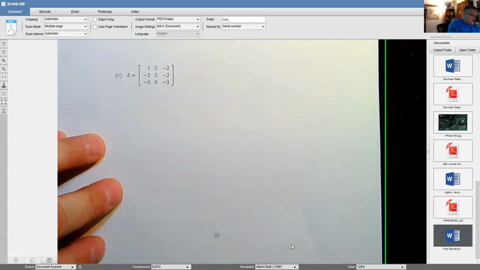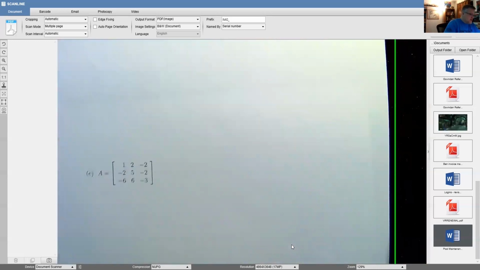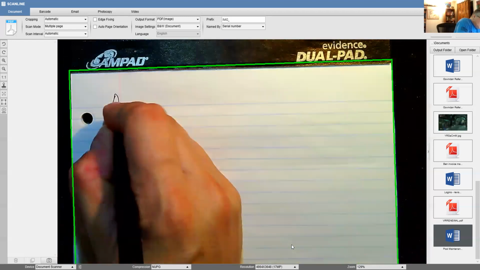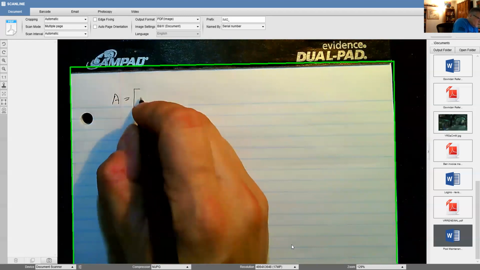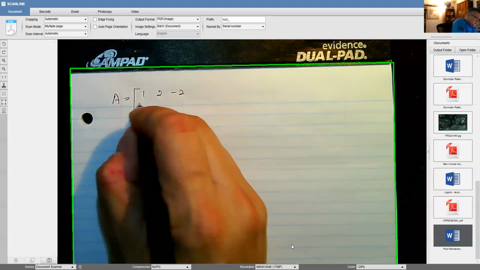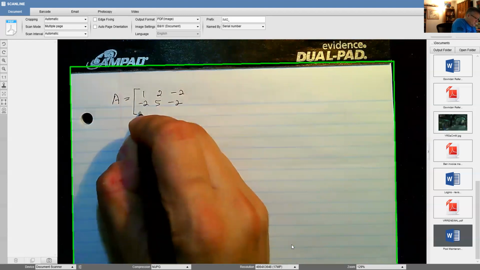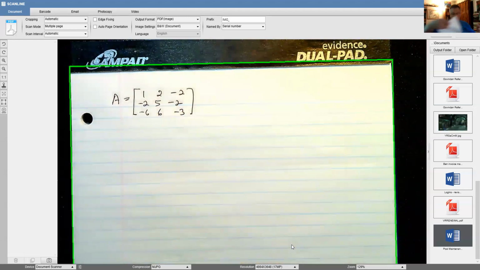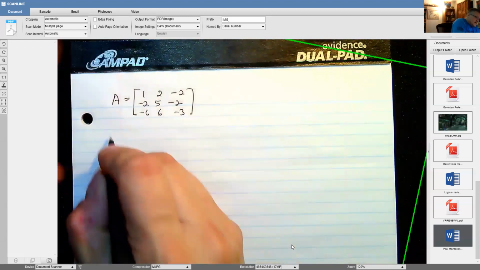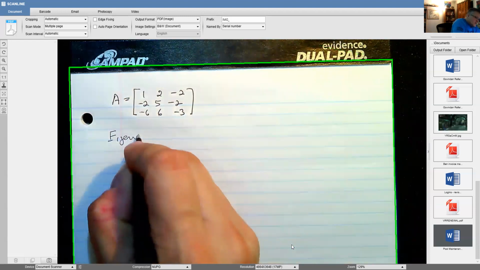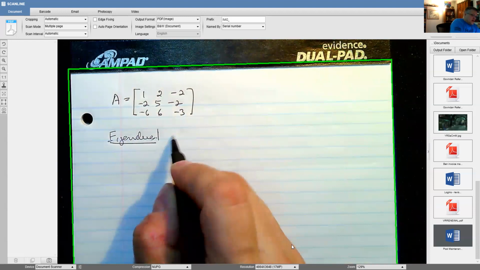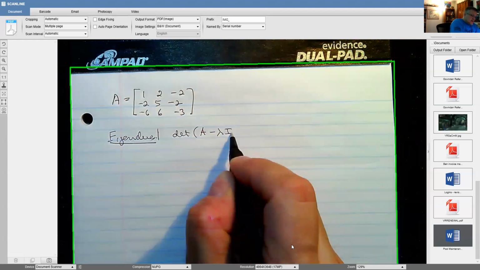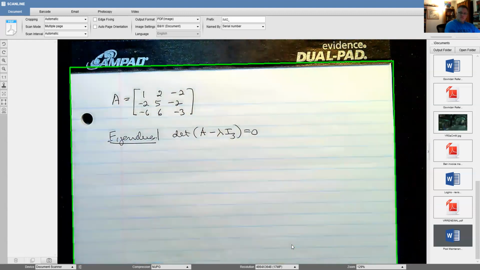Okay, so I'm just going to go to a new page. I'm going to write this matrix down just so I don't have to keep changing pages. All right, so my A for part C is 1, 2, -2, -2, 5, -2, -6, 6, -3. All right, there is my matrix. And I want to first find the eigenvalues. And so the eigenvalues are obtained by solving the determinant of A minus lambda I3 equals 0.